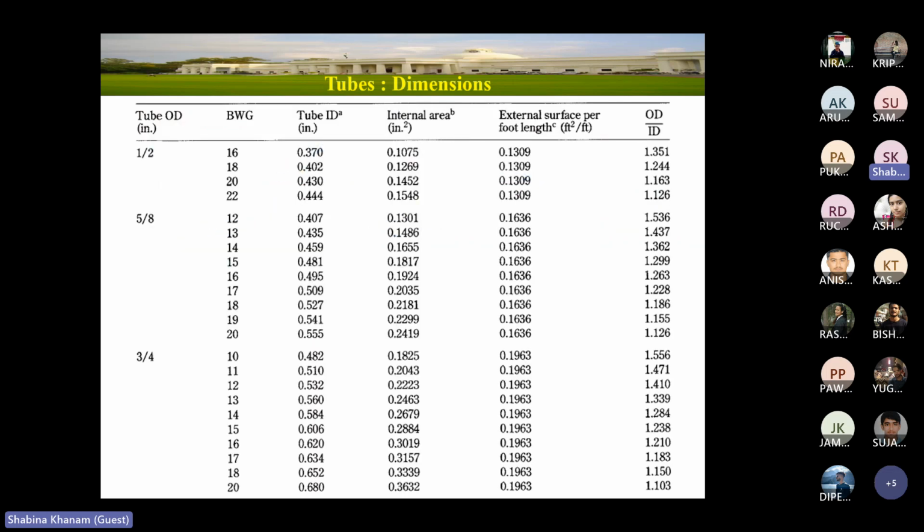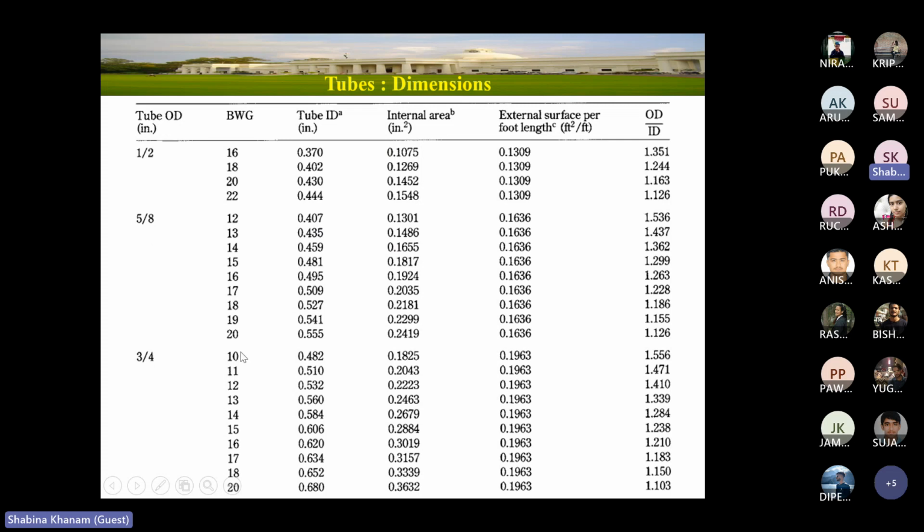Now this is the standard table which I will provide you. This table is in the annexure of R.W. Sinnott's book. This is not available in volume 6, so I will provide this table to you, no problem. This is the standard table of tubes. Here I have the tube OD, the tube outer diameter, and here we have the values 1/2, 5/8, 3/4. So between 16 to 25, you can choose only these diameters.